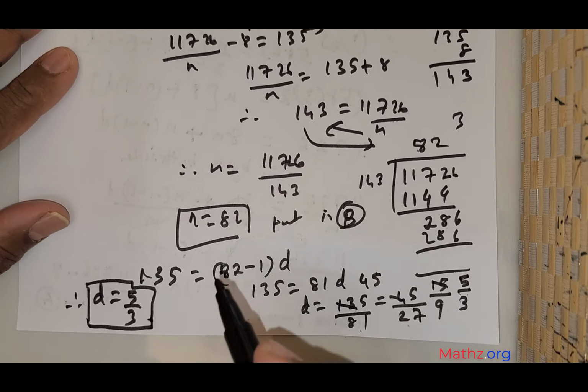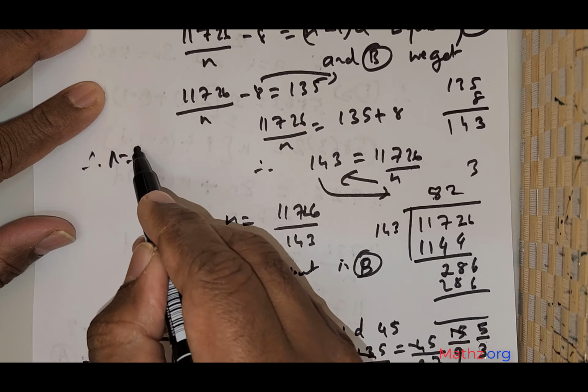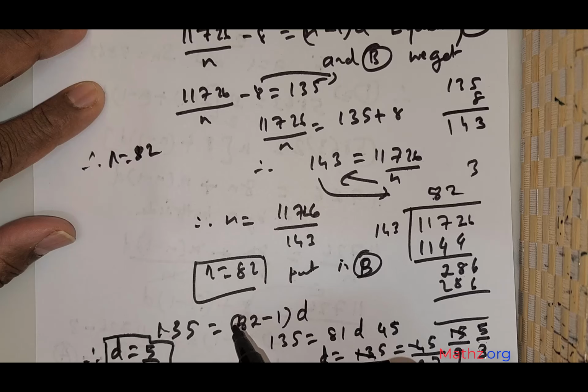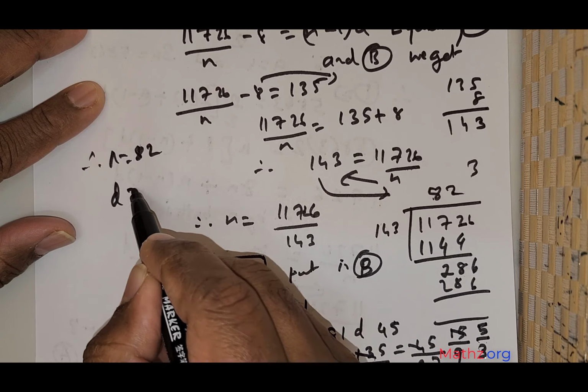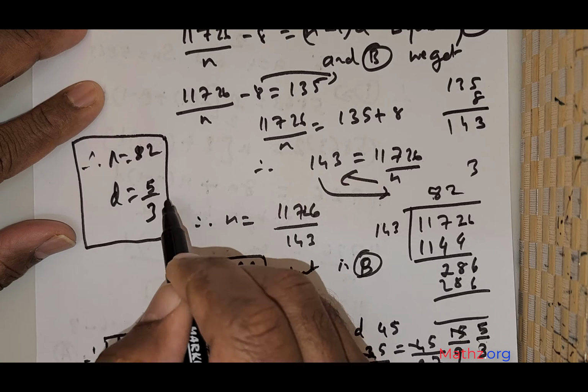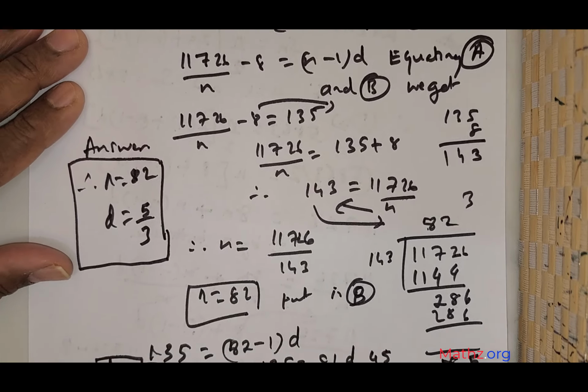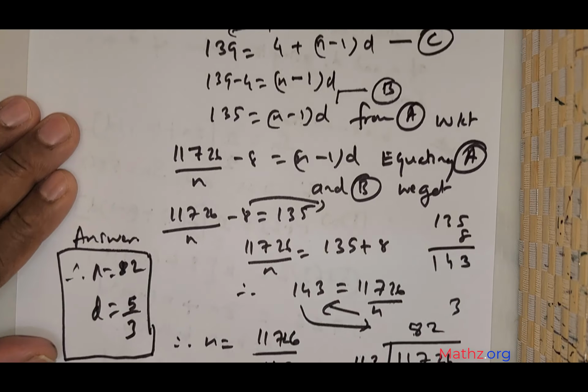So what have we done? We have extracted the value of n, which is 82, and the value of D, which is 5 over 3. So you can block this answer. Now let's move on to the next one.